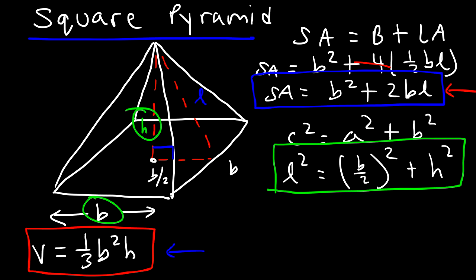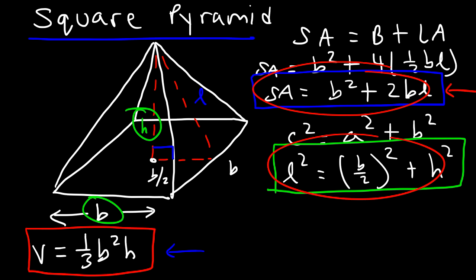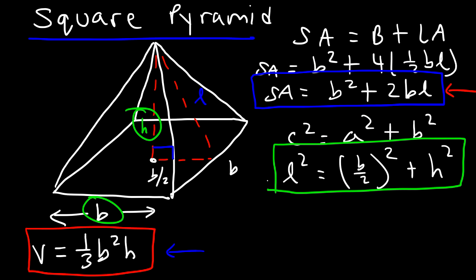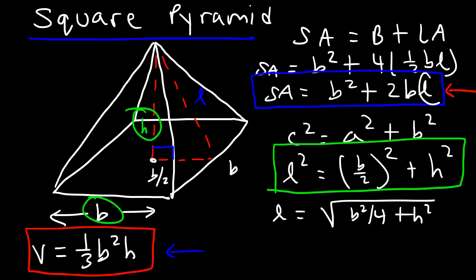So if you want to combine these two equations into one, first we need to solve for L, taking the square root of both sides. So then you'll get this equation. L is the square root of, this becomes b squared over 4 once you square it, plus h squared. So I'm going to replace L with this equation.